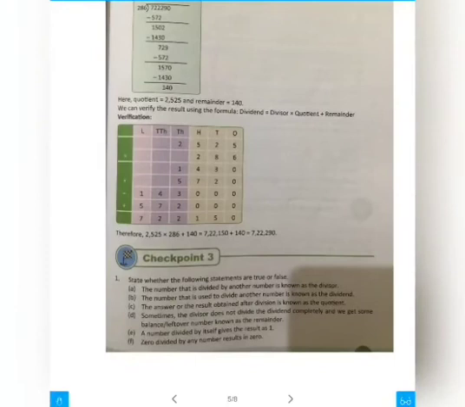Now on the basis of these rules and questions, you need to do this checkpoint number 3. Here you can see over here. So all these questions you have to do, and some of the questions I will do for you, so that you will be able to do it.